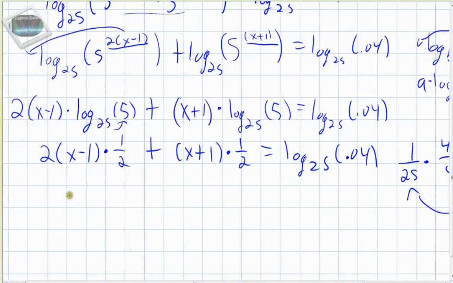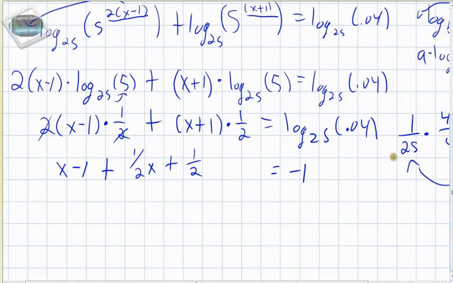Okay, so there's this part, and then we're going to simplify things out over here. So this 2 and this 2 are going to cancel. I'm going to be left with x minus 1 plus, and then we're going to get 1/2 x plus 1/2. Okay, so we're going to continue simplifying, and so we're just going to add the 1 here, and then subtract the 1/2.